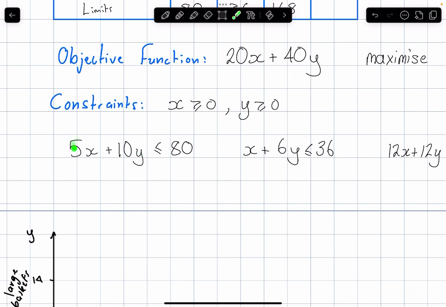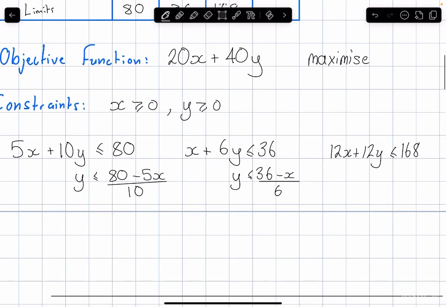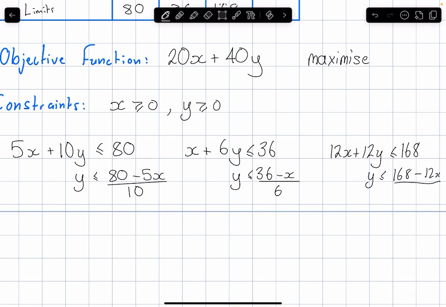For the first constraint, y is here, so I'm going to subtract 5x, and then I'm going to divide everything by 10. So y is going to be by itself. I've got 80, take 5x, and then divide everything by 10. So I'm subtracting the 5x and putting the coefficient of y on the bottom. If you use that same logic, I've got y less than or equal to 36 minus the x term, divided by the coefficient of y. And then finally, y less than or equal to 168, take 12x, all over 12.